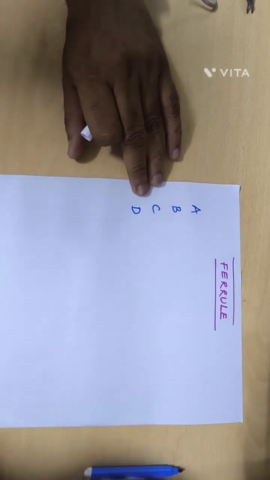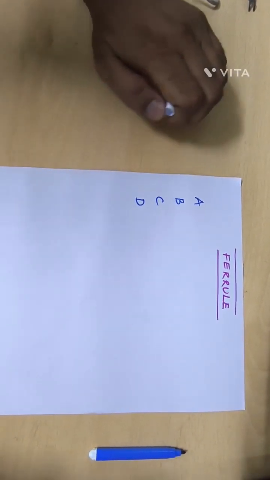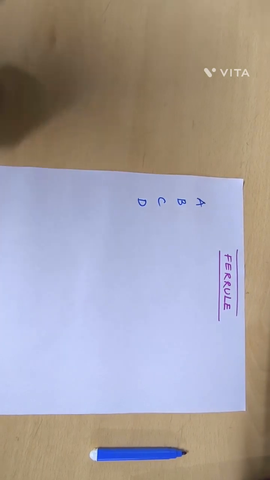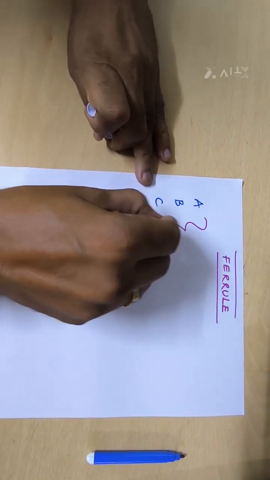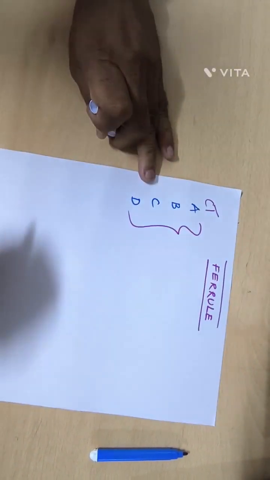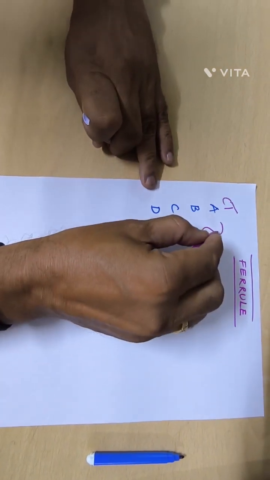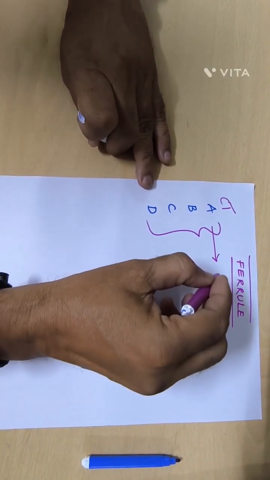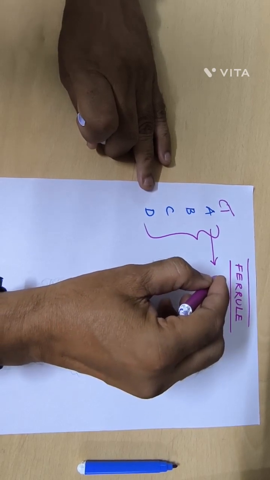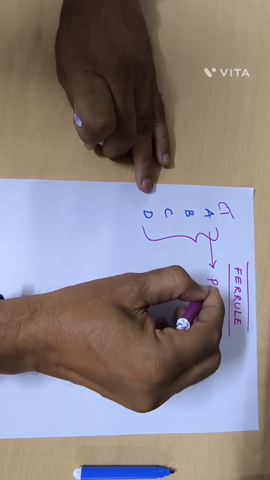That means these are all CT connected cables. This all belongs to CT. So A is actually the protection core, that is the primary protection.